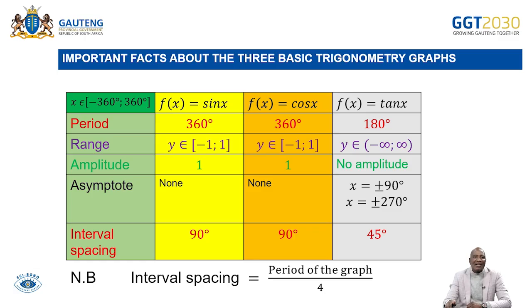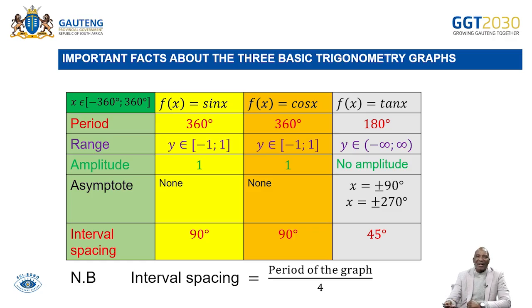Then for the asymptotes, only tangent has got lines of asymptotes. Otherwise, the sine and cosine both don't have lines of asymptotes. And then for the lines of asymptotes, it's plus or minus 90 for the standard tan, and plus or minus 270. Then the interval spacing now. I used 90 for sine and 90 for cosine, as well as 45 degrees for tangent. The question is, how did I know that I must use 90, 90, and 45?